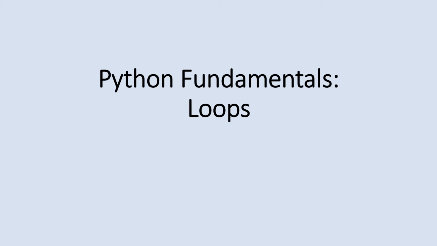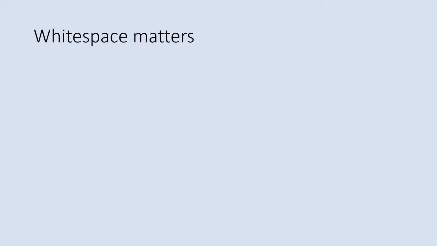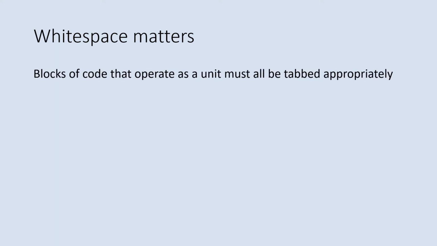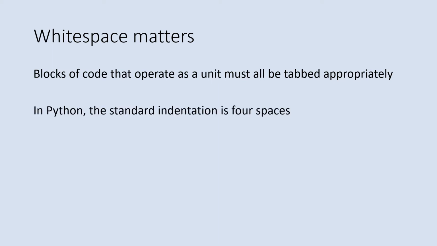Let's take a look at how to create loops in Python. First of all, in Python, whitespace matters. So tabbing is an important part of the language in terms of Python being able to understand what we mean. Some languages use braces and other symbols to put blocks of code together. Python does it with whitespace. The standard indentation is 4 spaces.